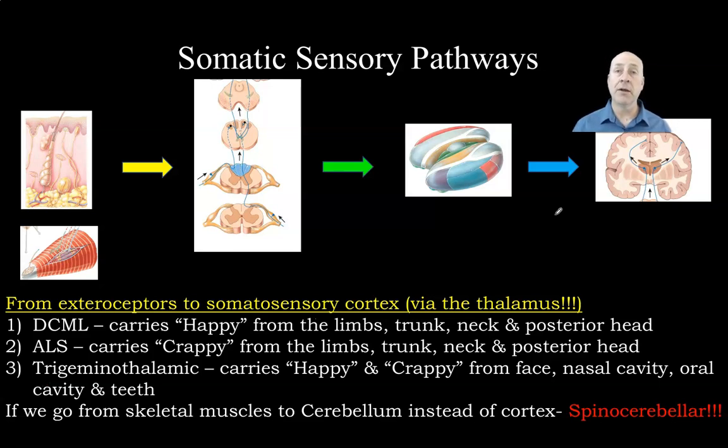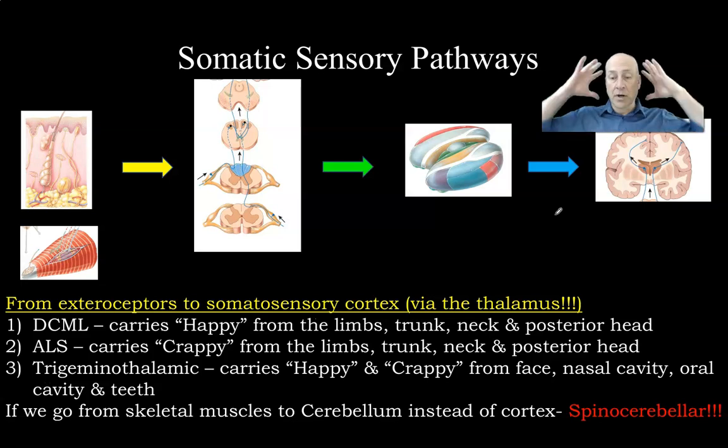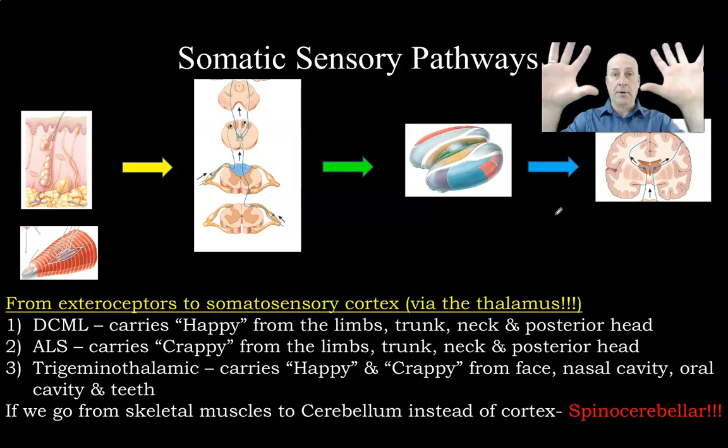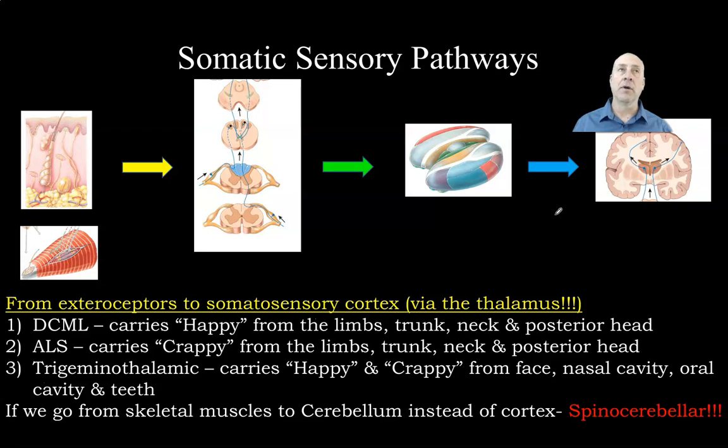We know the DCML is carrying the happy, right? Light touch, discriminative touch, light pressure, vibration, and proprioception from the limbs, the trunk, the neck, and the posterior head. Remember, we're leaving everything but this for the trigeminothalamic. Everything else is either DCML or ALS: back of the head, neck, trunk, upper limbs, lower limbs. Whether it's DCML or ALS will depend on what type of stimulation it's sending.